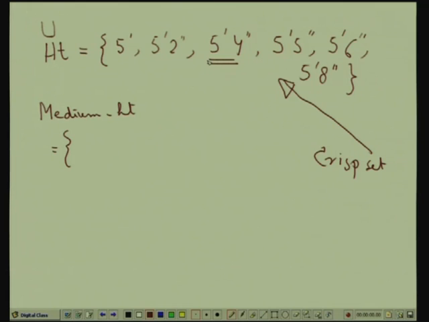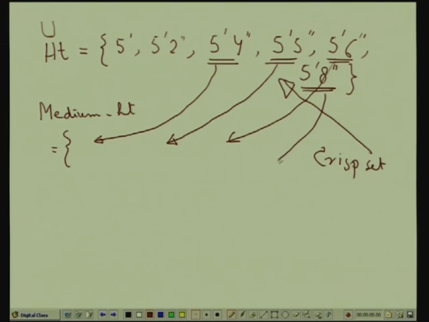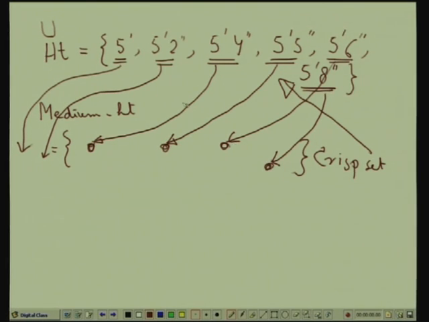Will 5 feet 4 inches be in medium height? Suppose you say it is there. Then 5 feet 5 inches you think also in medium height. 5 feet 6 inches will also be in medium height. 5 feet 8 inches will also be in medium height, and you say that these two will not be there. Fine, these two are outside the set. So, I have taken these 4, but the question is, if you consider 5 feet 4 inches, is its belonging to medium height as strong as 5 feet 8 inches or 5 feet 6 inches?